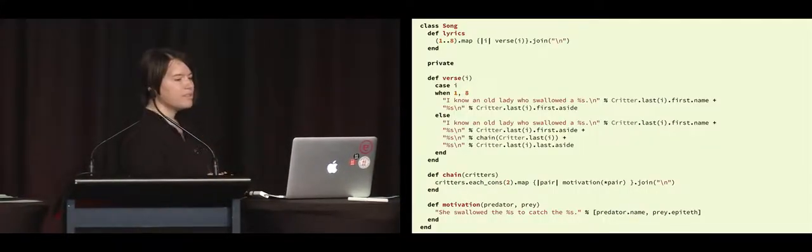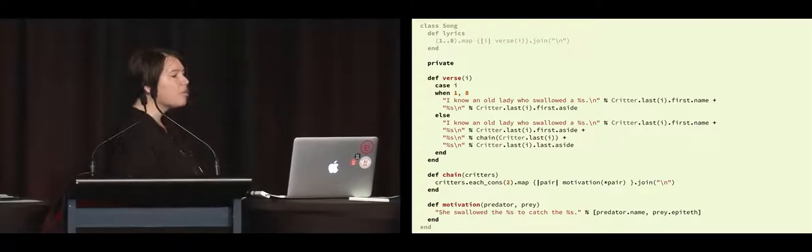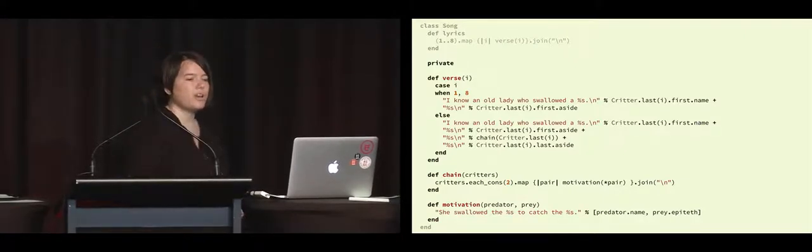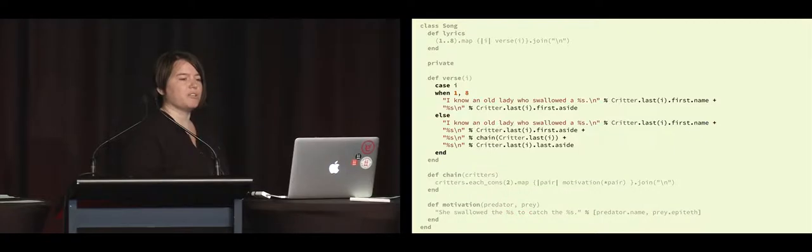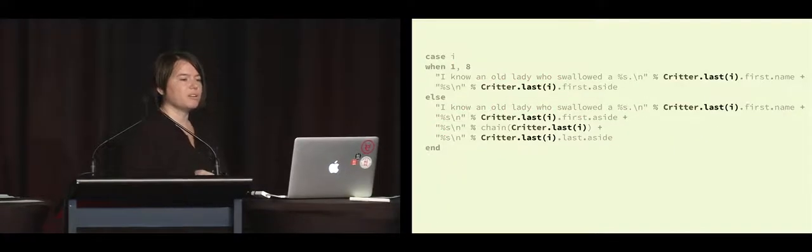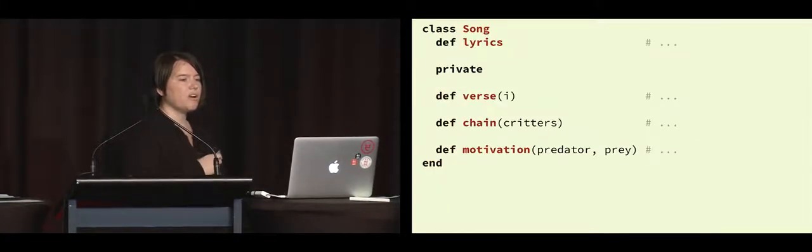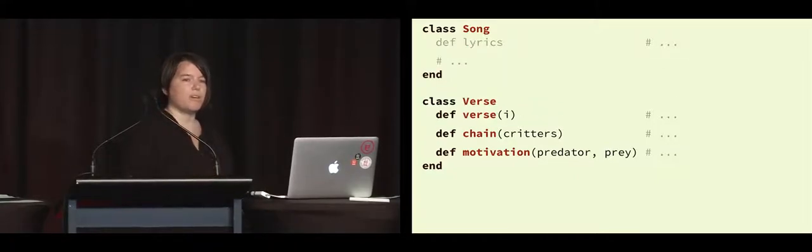The song class is shorter than it was, but it's doing a lot more stuff. There are 4 methods in there. 3 of them are private. All 3 of those are about the verse. And there's also still some duplication left in that case statement. It's here and here. All the private versey stuff seems like it could be its own thing.